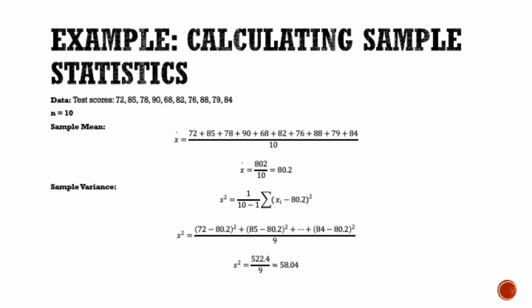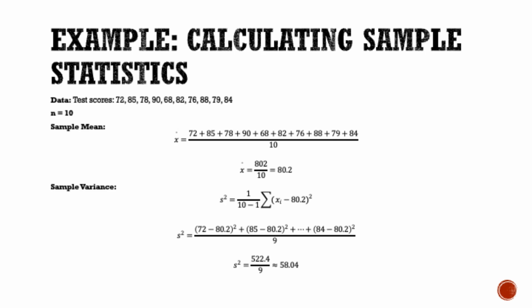Suppose we have test scores from 10 students: 72, 85, 78, 90, 68, 82, 76, 88, 79, and 84. First, we calculate the sample mean. We sum all the scores: 72 plus 85 plus 78 plus 90 plus 68 plus 82 plus 76 plus 88 plus 79 plus 84 equals 802. Dividing by 10 gives us a mean of 80.2.